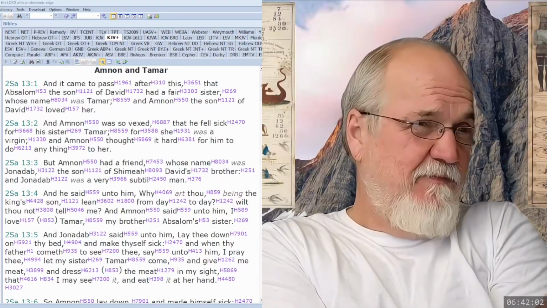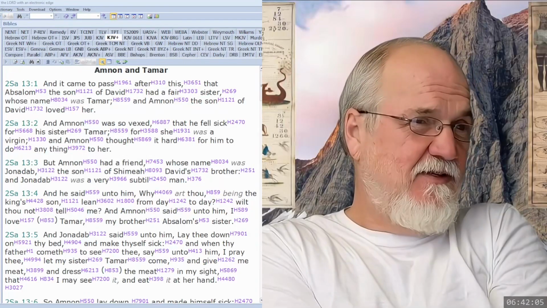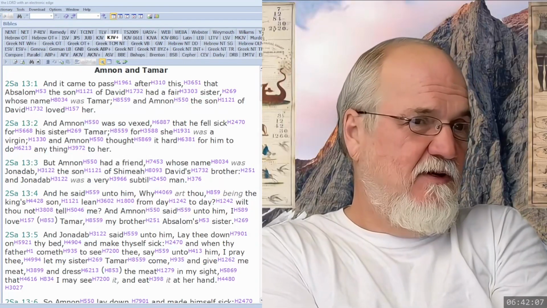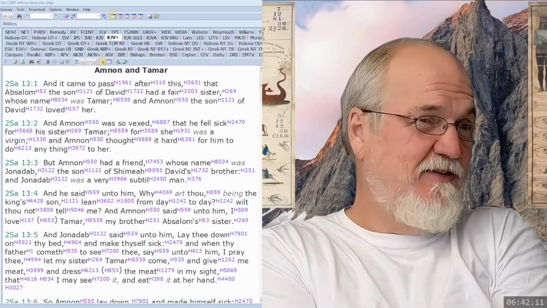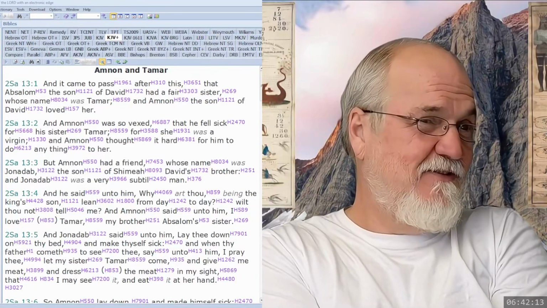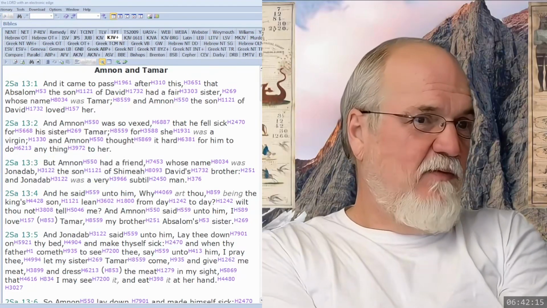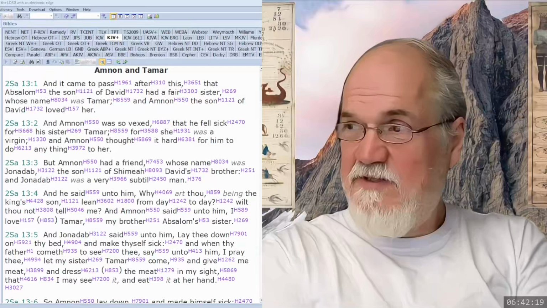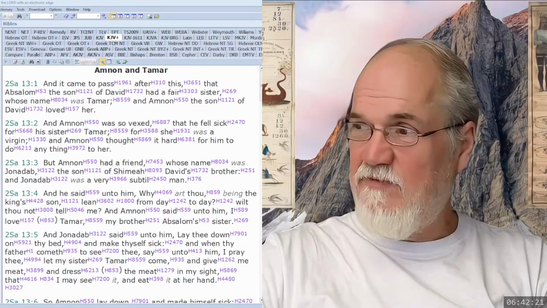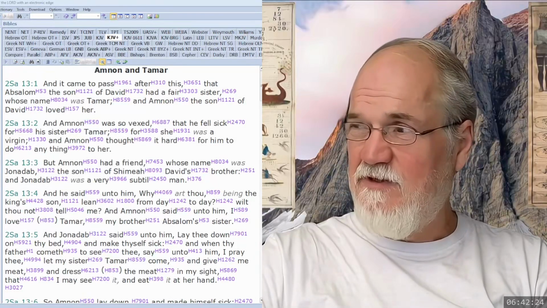So Amnon, his lust is to basically take from her something that isn't his, that he doesn't deserve. That's right. So this is the sort of self-seeking that we see in the movement, right? And it's going to be done through deception.